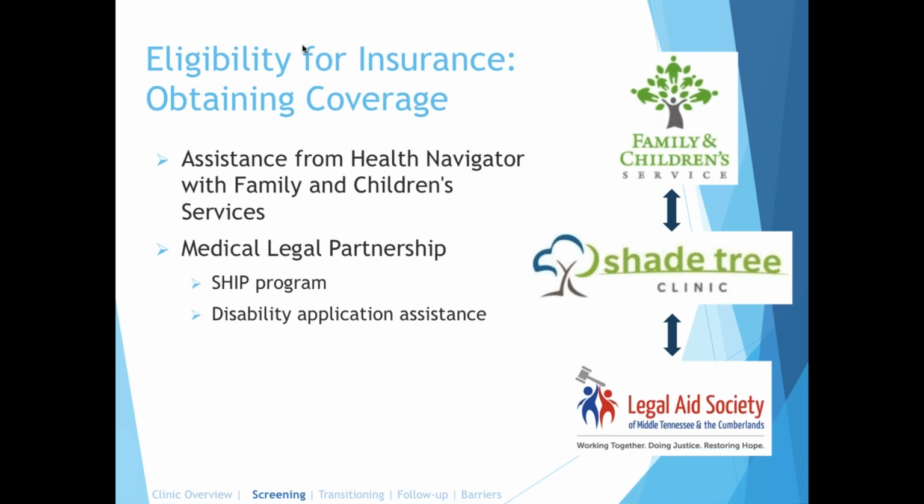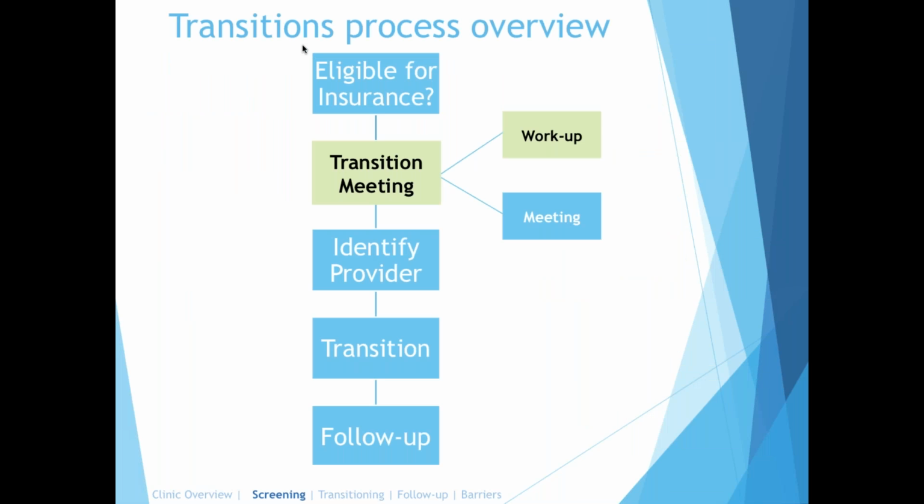In order to do this, we have a lot of very valuable partnerships that we work with. One of which is a health navigator with Family and Children's Services, and she will often help with some of our early pregnancy patients. We also have, as mentioned before, the SHIP program, which helps people navigate subsidies for their health insurance. And we also have the Legal Aid Society, which will help with processing disability applications. These have been very valuable for us through the years.